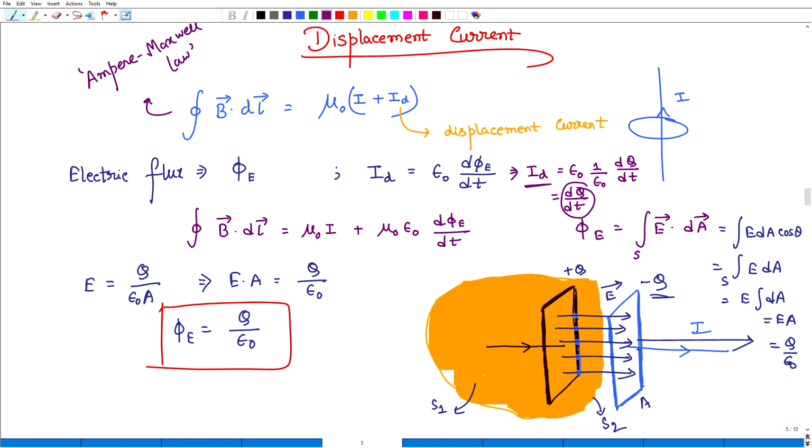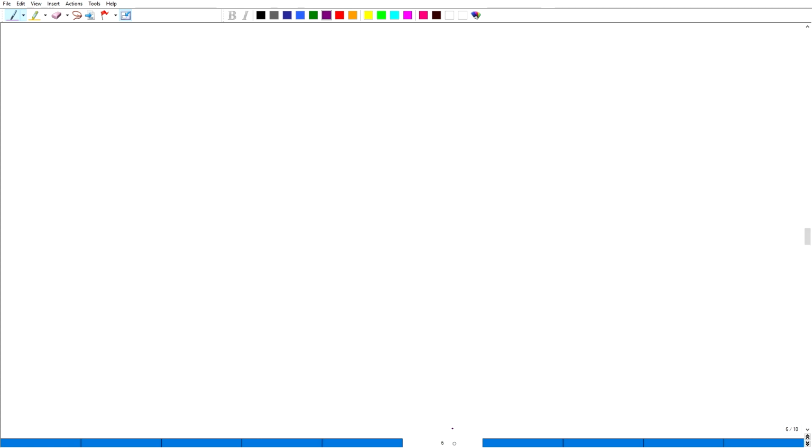Okay, so in general we can write this. So what we obtain, first, E dot dA, that equals phi, right, that equals phi for the surface.